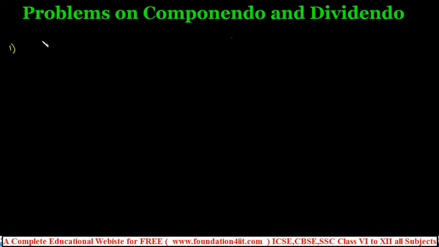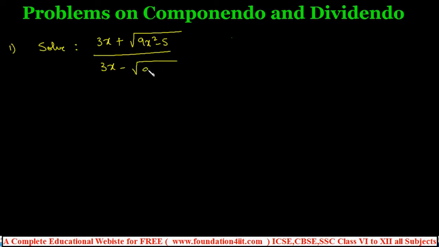For example, solve. The question is (3x + √(9x² − 5)) / (3x − √(9x² − 5)) = 5. If any problems are like this, that means the numerator and denominator have the same type of terms but with opposite sign, then mostly we can directly apply the componendo and dividendo rule.